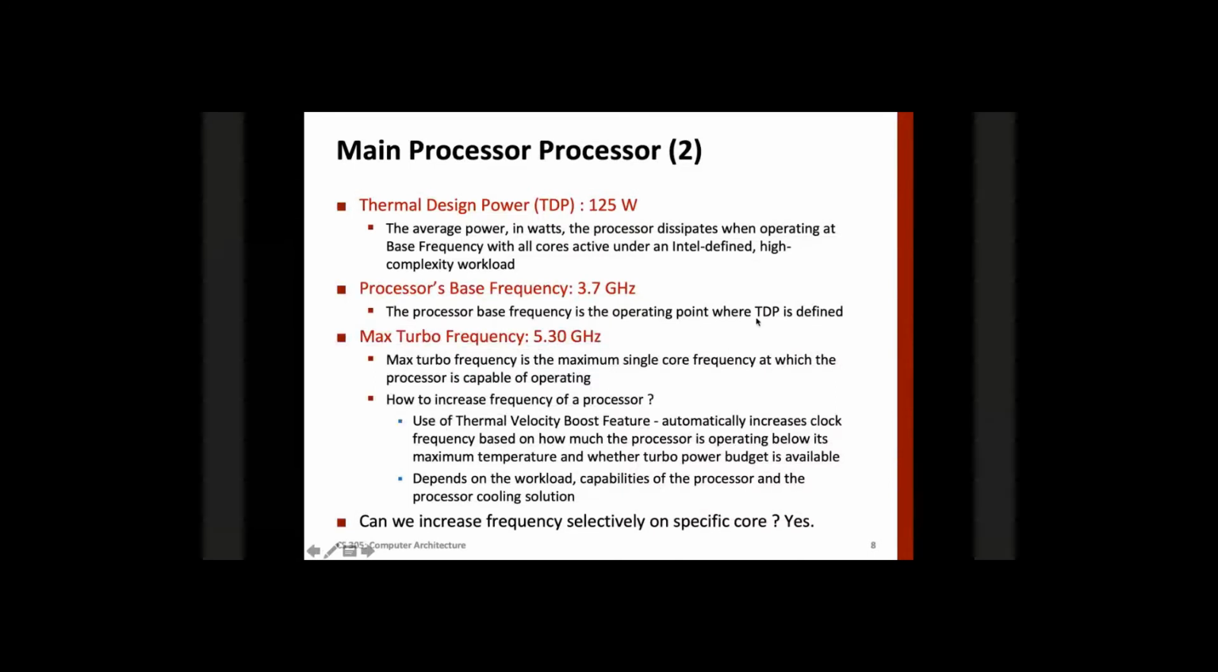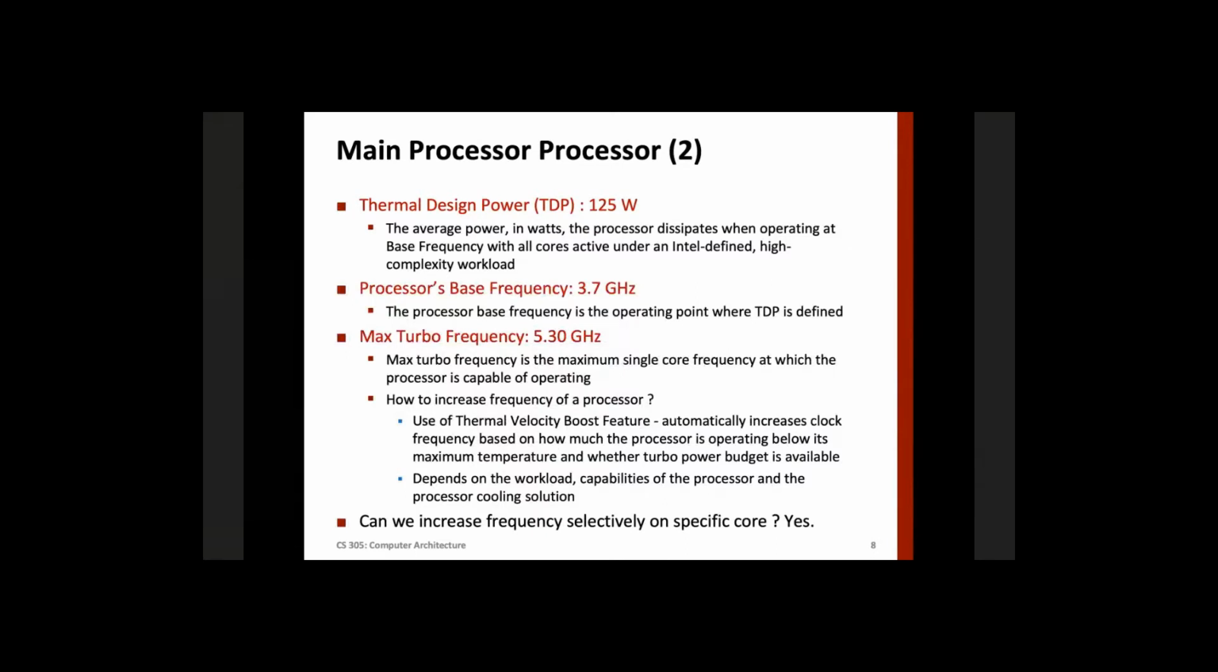Okay. Now it means that at TDP the frequency is 3.7 gigahertz, but let's assume that only a few cores are running and each core is not running at full capacity. Then you can always measure the heat and increase the speed as much as you want, as long as it's within some limit.